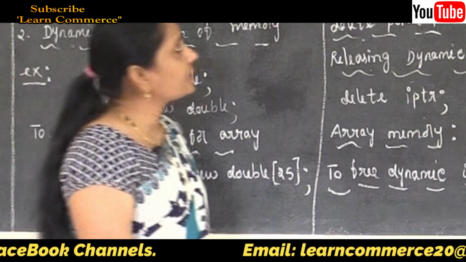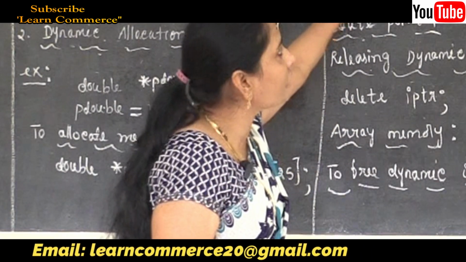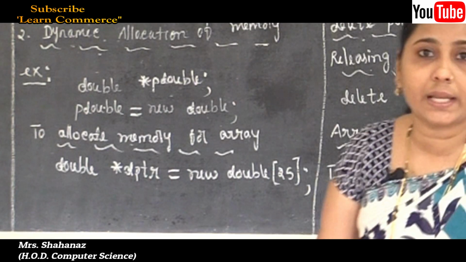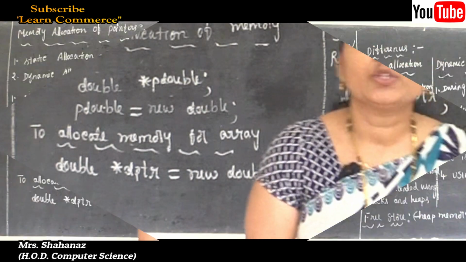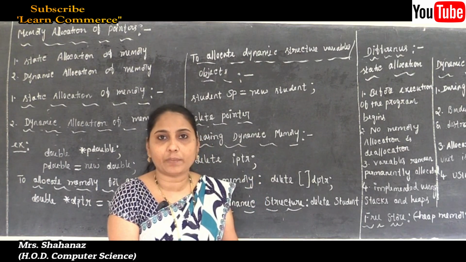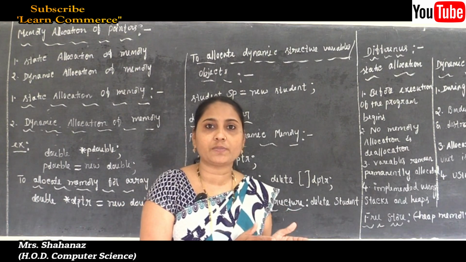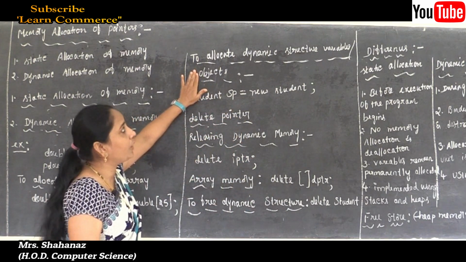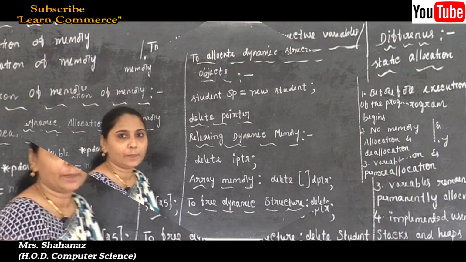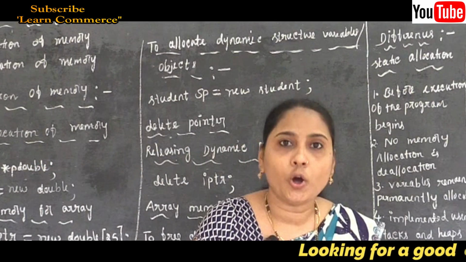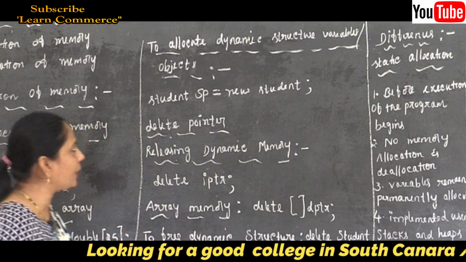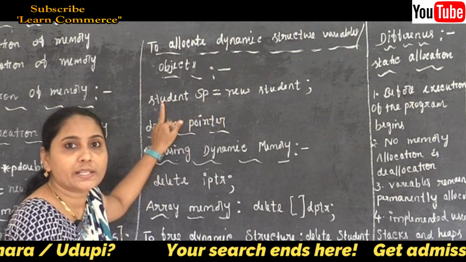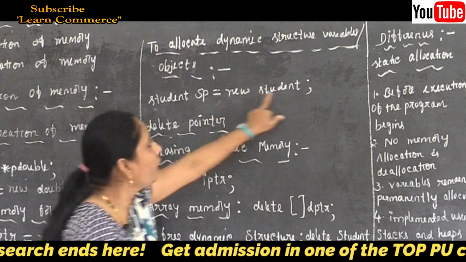Now let's see the next thing: to allocate a dynamic structure variable or objects. If you want to make the structure variables dynamic, that means in dynamic we get the allocation as well as the deallocation of memory. So this one is about allocating dynamic structure variables, or variables called objects. So how do we write the example? The example is student sp. Clear this point? Student sp is equal to new student.